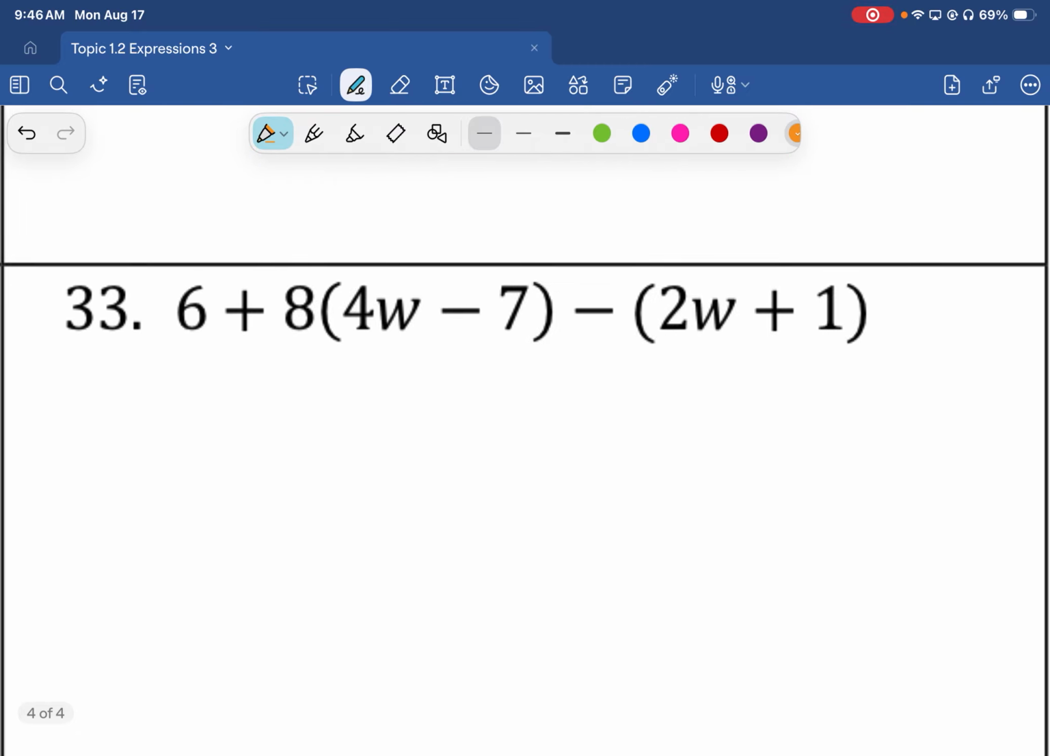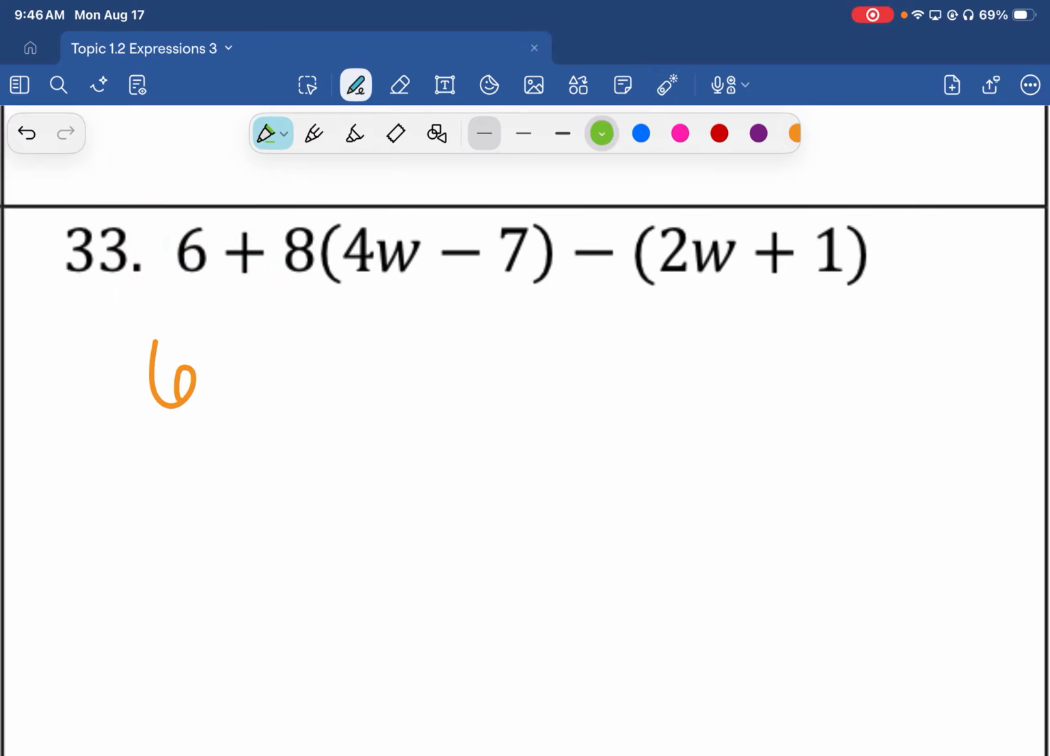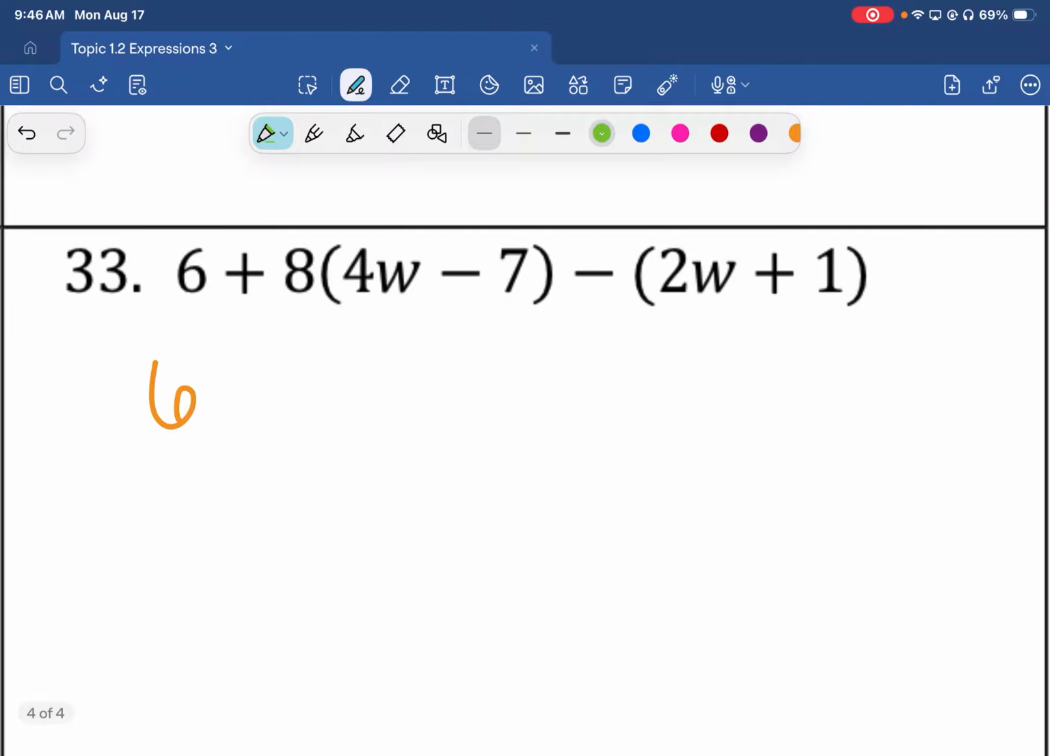All right, then we're going to go ahead and look at question 33. Okay, for question 33, is that 6 distributing to anything? No. So I am just going to bring that down. Okay, now, what do I have to distribute though? What is 8 times 4W? 32. 32W. What is 8 times negative 7? Negative 56.